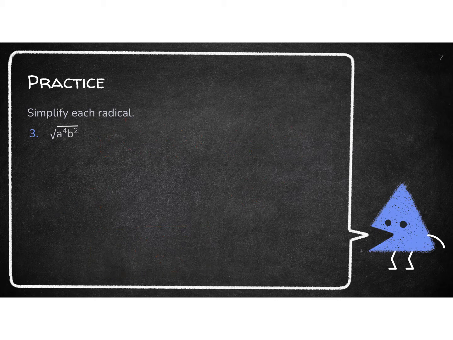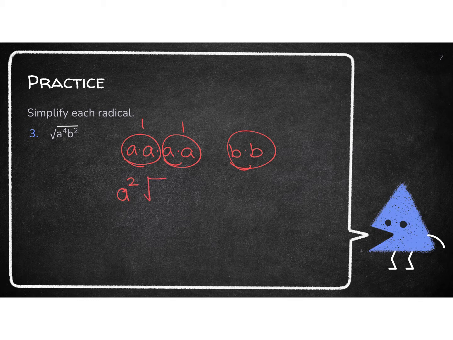Let's look at this example here. I have a to the 4th, so I'm going to write that out. I have 4 a's, and then I have b squared, so I have b times b. I have 2 b's. Okay, so I'm going to circle my pairs. There's a pair here and a pair here and a pair here. So when I look at my a's, I have 2 circles, so I have a squared, square root of, I don't have anything left. And then b's, I have 1 b circle, so I have a b, square root of nothing left.